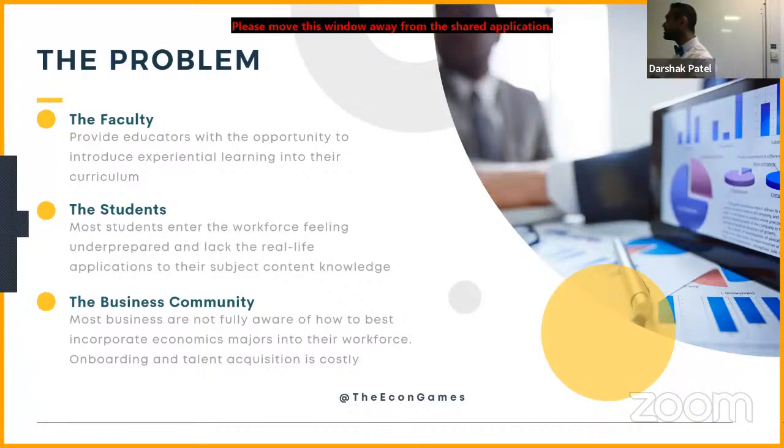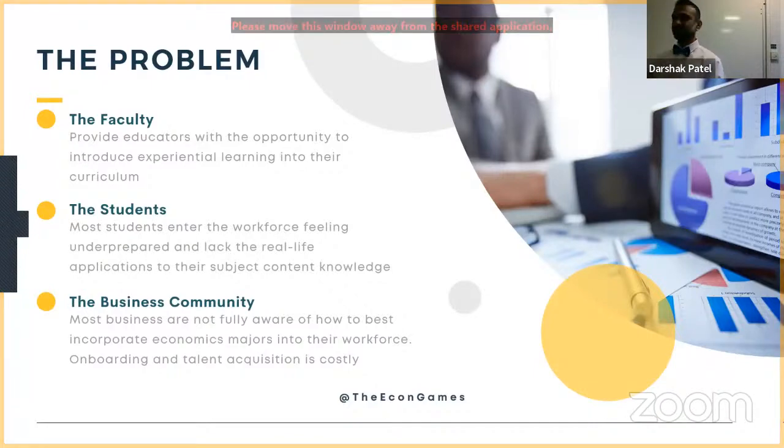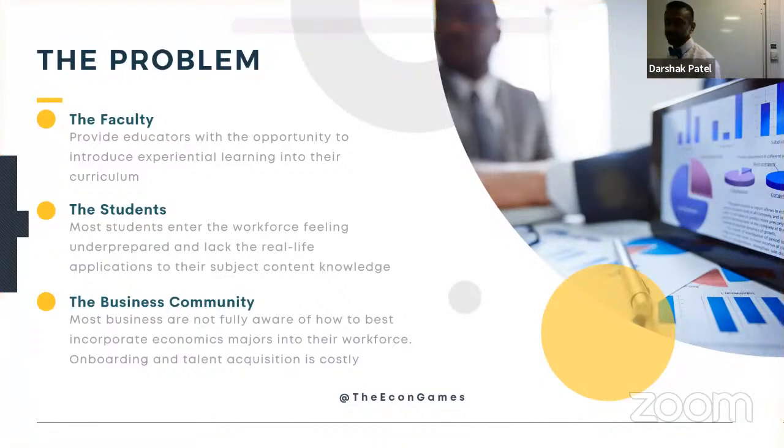Next, we realized that the students kept asking us, what if I major in economics, what kind of job can I do? That's a question that comes up often. And one thing we wanted to do was find a way to ensure that students are able to see what career paths they can pursue with an economics degree.